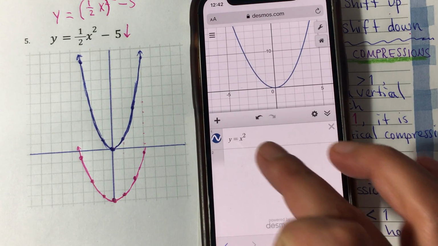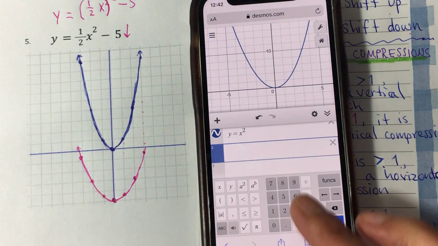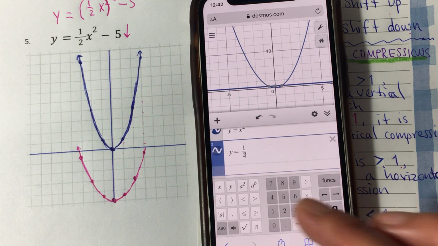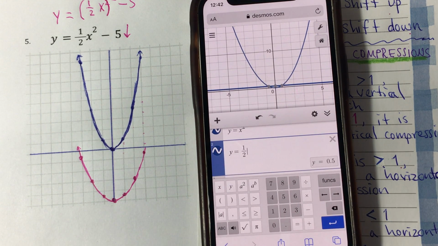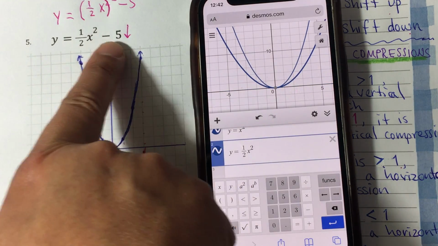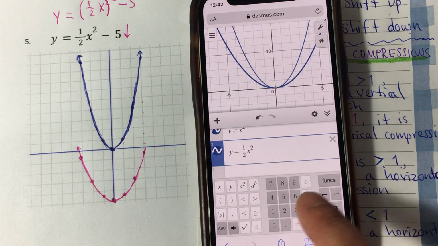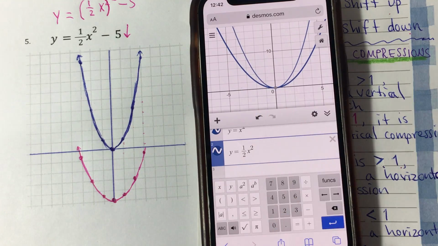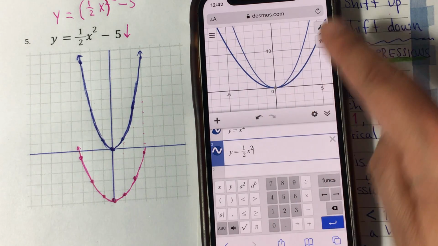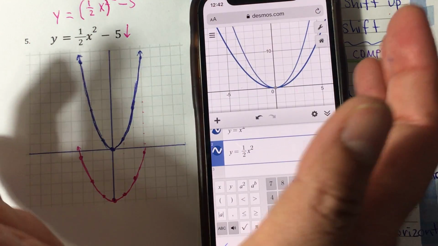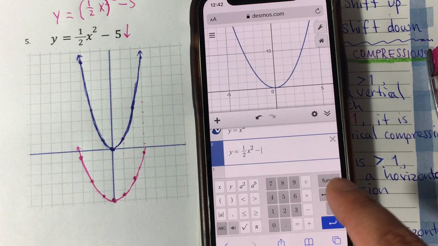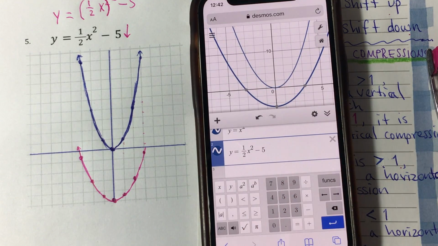And so you have y equals 1/2, which is 1 divided by 2. Move to the right with these arrows, and then you put x squared minus 5. So just the x squared, look at what that did. The original is the lighter blue, and then the darker blue is compressed. Each point got closer to x. Minus 5 is just going to go down 5 spaces.